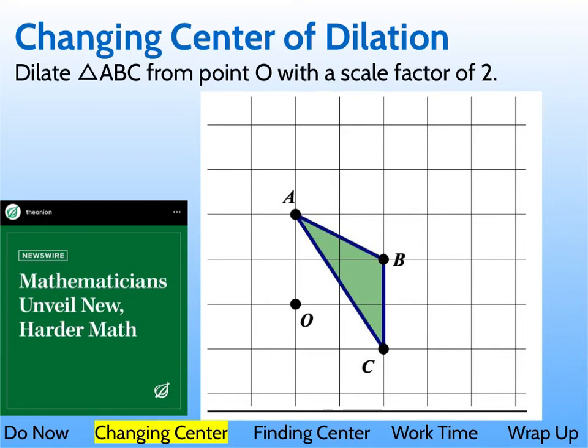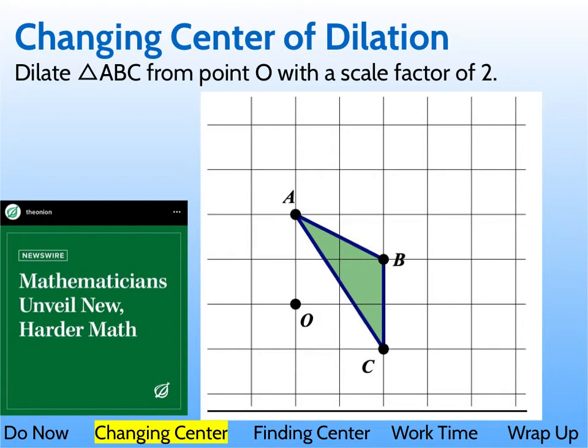All right, so what we're going to do here is dilate triangle ABC from point O with a scale factor of 2. So O is our center of dilation, and it's just going to go outward from here. Essentially, we want to figure out how far it is from O to A, for example, and then do the same thing again, because then it'll be a scale factor of 2.